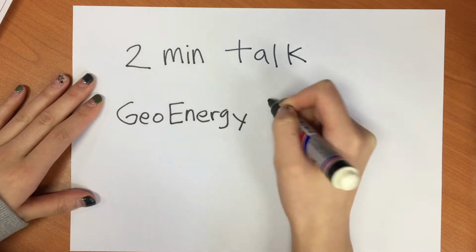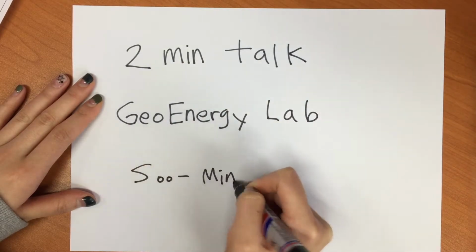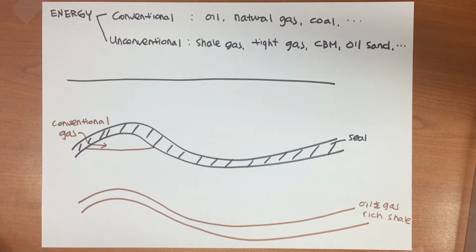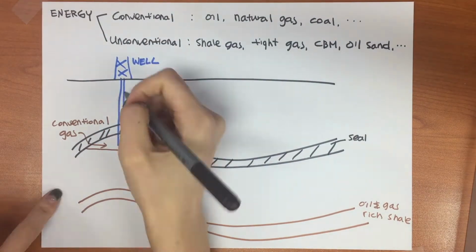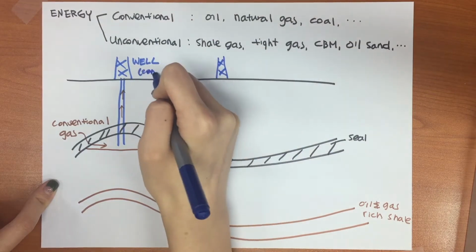Today I'm going to tell you about hydraulic fracture propagation in gelatin. Conventional oil and gas is easy to produce with a vertical well. However, unconventional oil and gas is more difficult to produce.